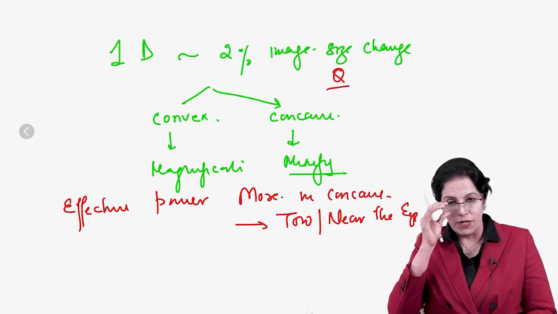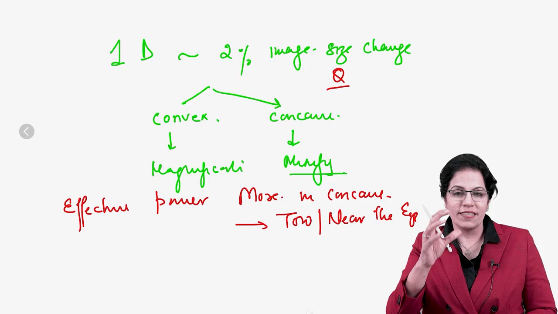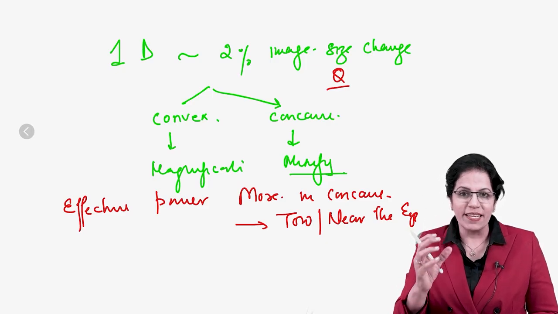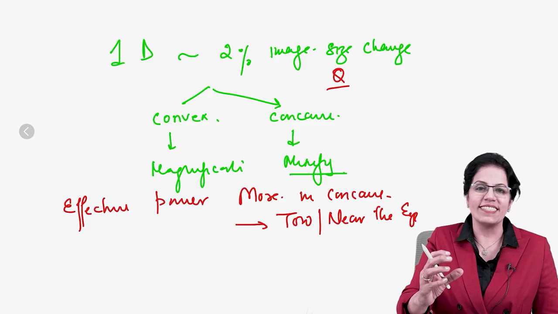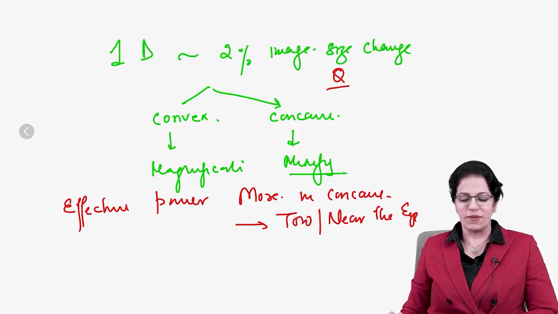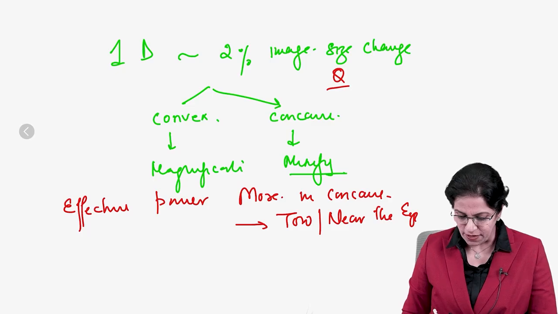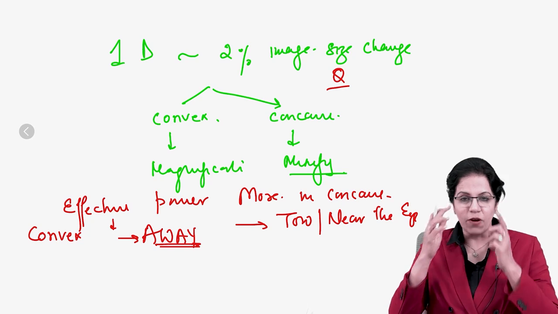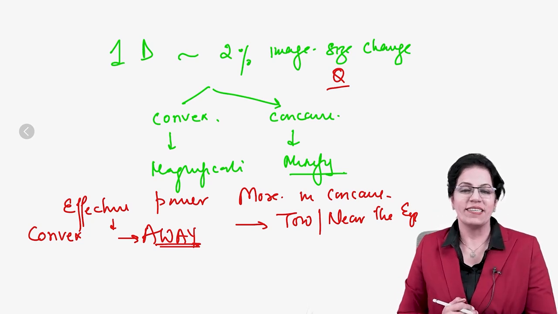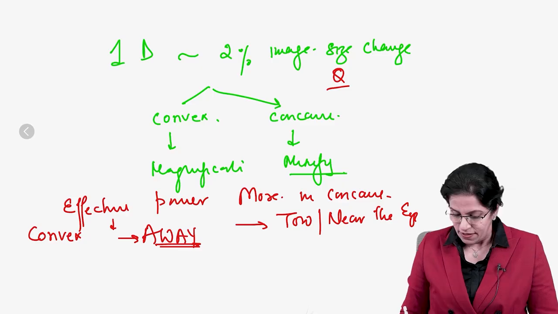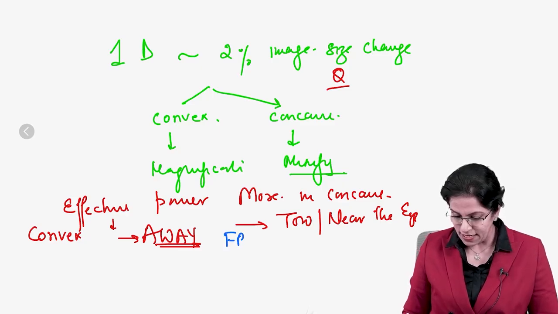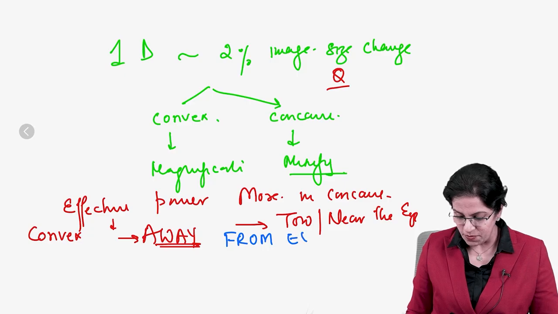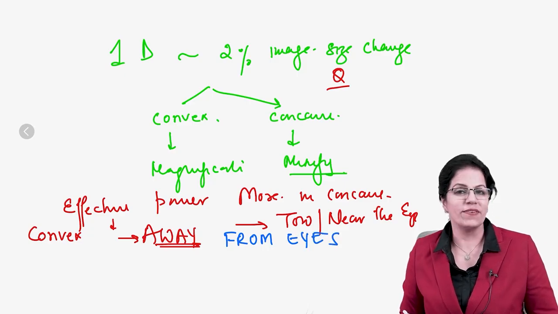Why? Because for any convex glass that you use, the effective power is increasing when it is away from the nose. Please remember this, right? Write that also, that for a convex, the effective power is increasing when it is away from the nose. Away from the eyes, I mean to say, not nose. Away from the eyes. Please correct this. Okay? I think this is clear. These are important points we have to understand.